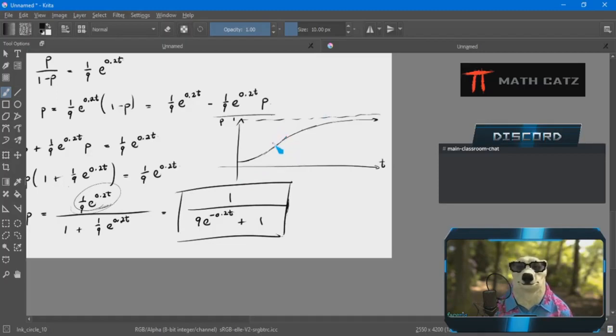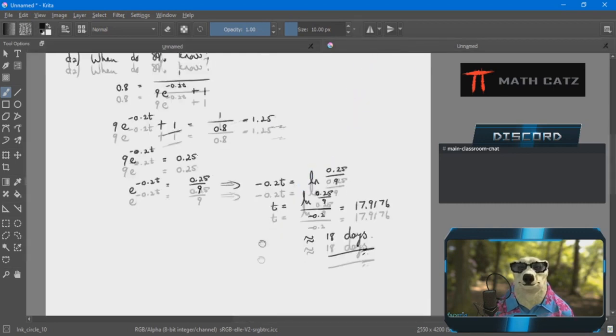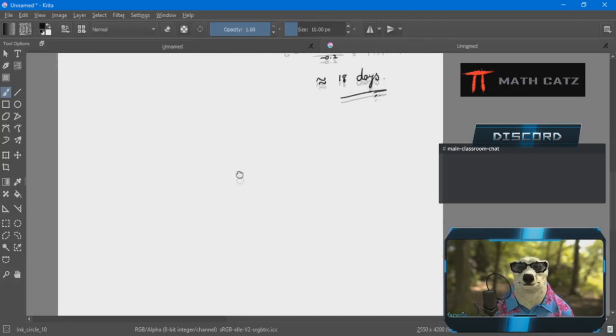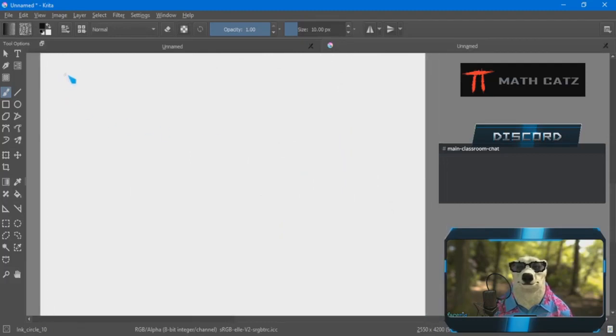I could look at this a little bit differently, by checking how much space I have. Oh, I have some space, okay. So let's look at this a little bit differently. Let's just write down my differential equation again. I had 0.2 p, 1 minus p. Okay, so this is the growth rate of the population.